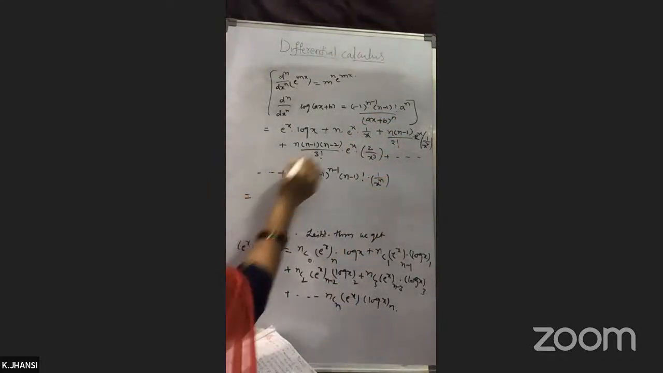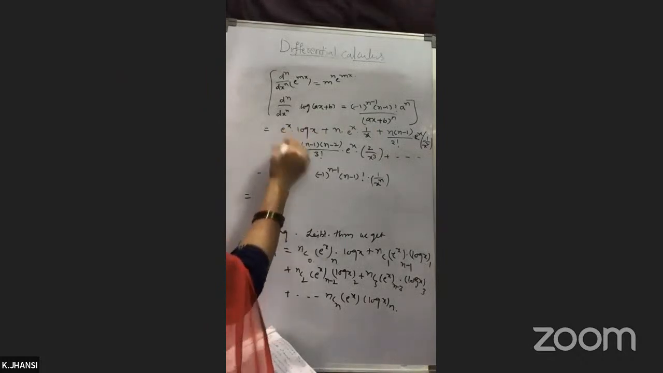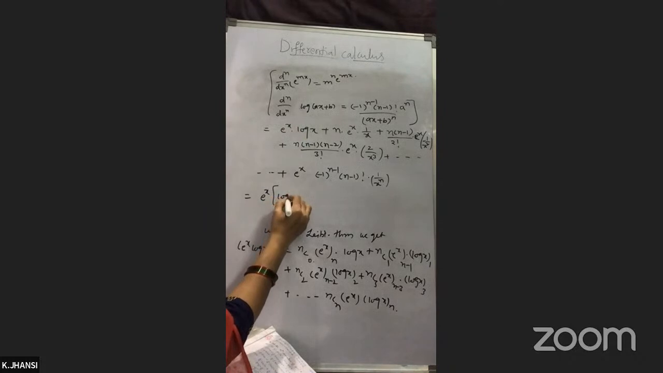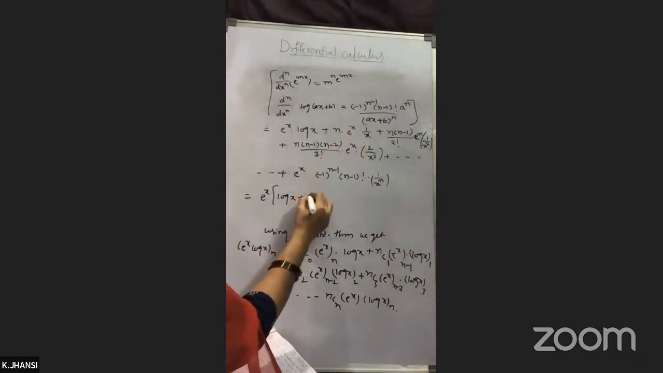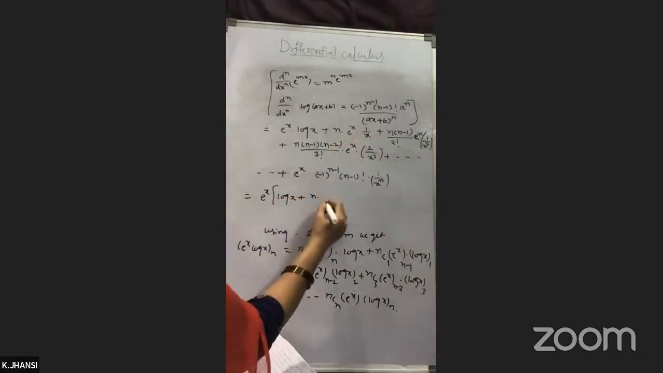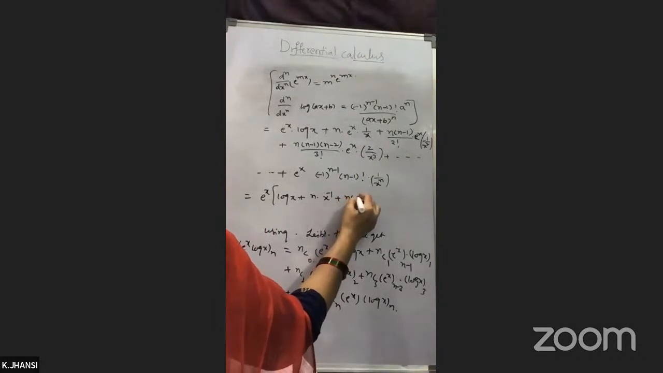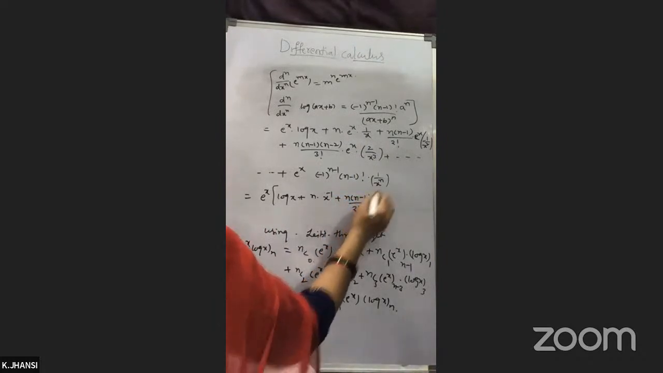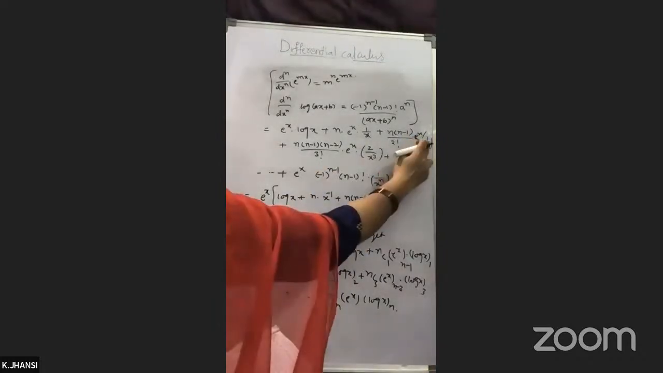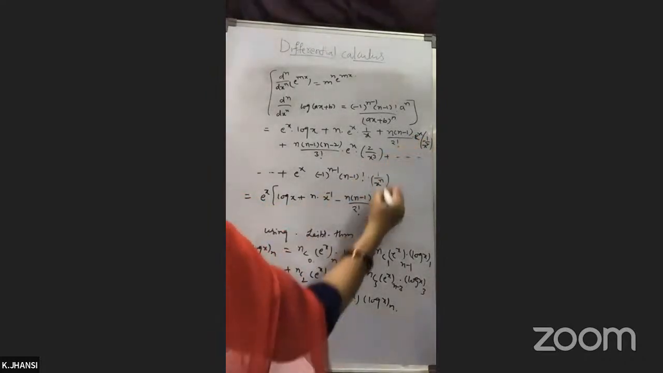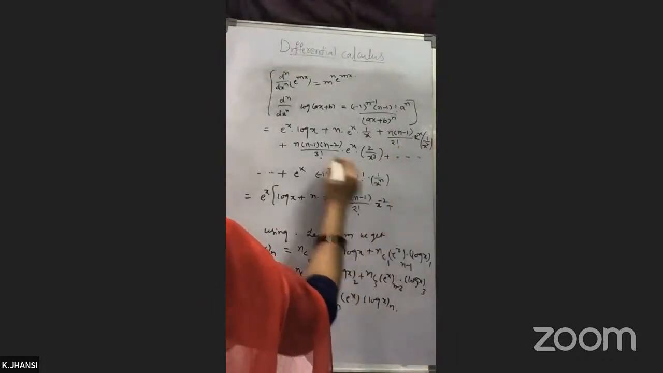So when you simplify and write, take e power x outside, that is common. Take log x plus n into 1 by x, you can write x to the power of minus 1, no? Then it is minus 1 plus n into n minus 1 by 2 factorial. E power x we have taken outside and this is minus, so you can take minus and x to the power of minus 2.